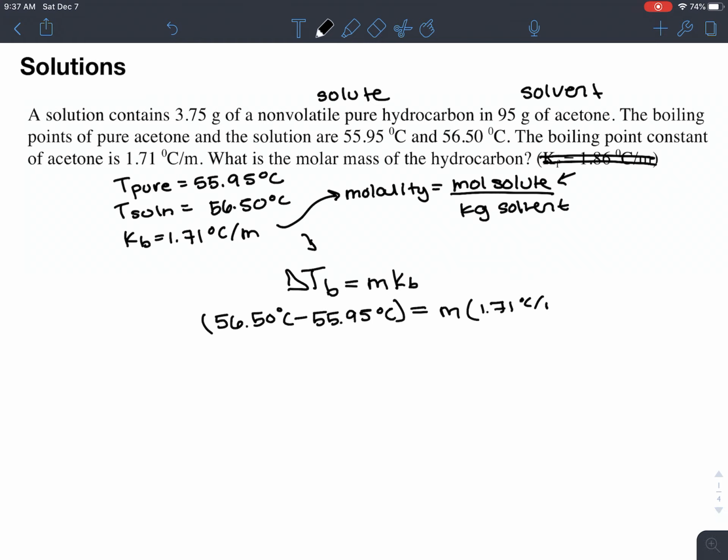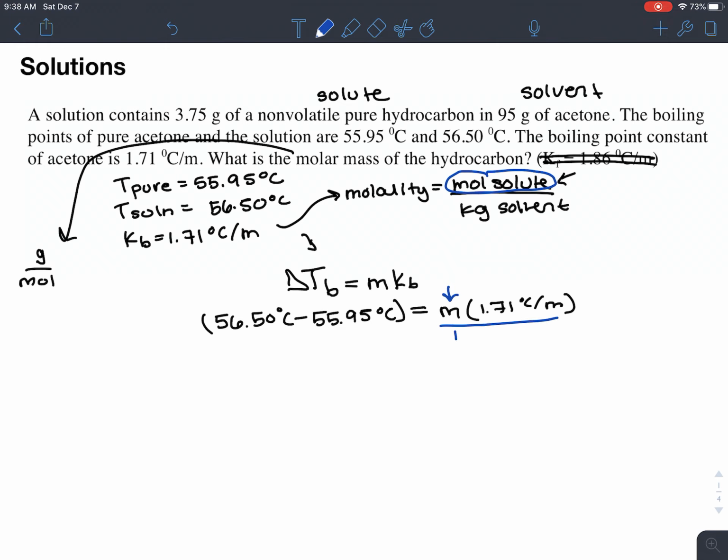So in the end, I want molar mass. Well, the unit for molar mass is grams over mole. I have grams that I can use, and I have the grams of the solvent. So I need to get moles of the solute by itself. I know that I can get moles of solute from my molality equation. So what I'm going to do first is isolate for molality.